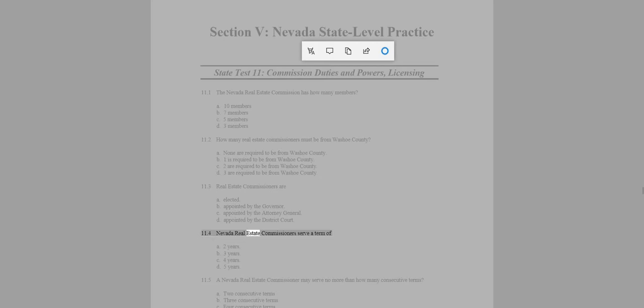11.4 Nevada Real Estate Commissioners serve a term of A. 2 years. B. 3 years. C. 4 years. D. 5 years.